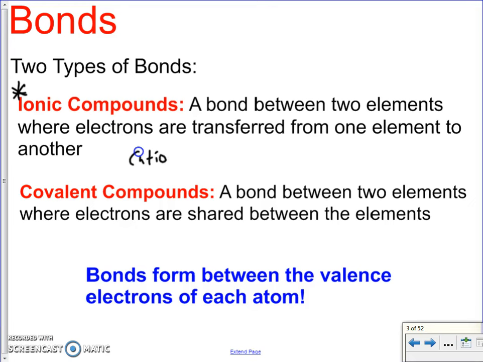So the cation literally loses electrons and transfers them to the anion, which makes this guy positive and this guy negative. And this is how we form a bond, and we call that bond an ionic compound. We also have covalent bonds. Again, we'll look at that later. That's just when they share. So if you remember those definitions from your website that we did before the break.